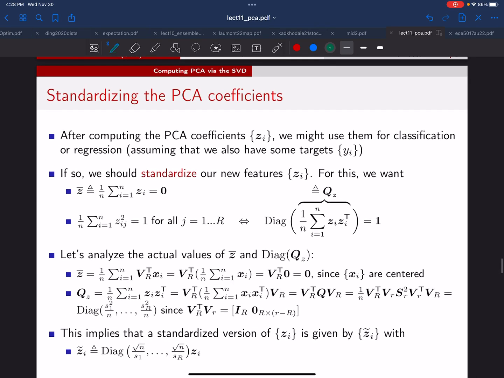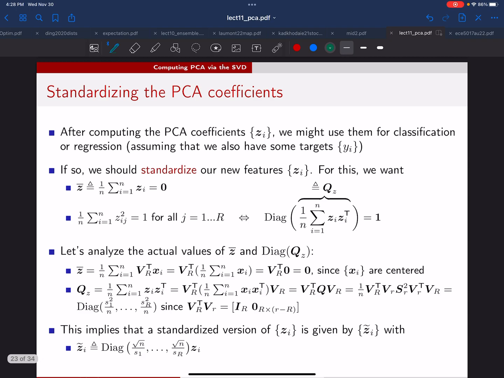And the next question is, let's think forward and say, usually we're doing PCA because we're going to be doing something later with the data. And one of the things we saw is that in many cases we want to have features that are standardized, meaning zero mean and unit variance. So these ZIs, these are our new features. So you might ask, well, what does it take to make them standardized? So let's take a close look at that. Okay.